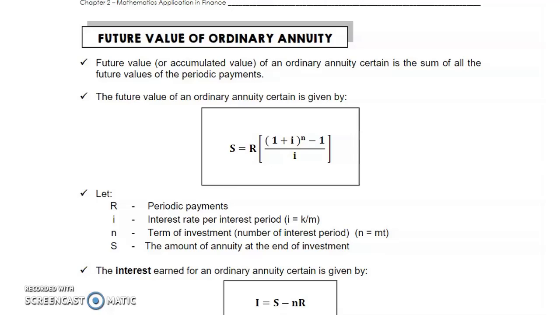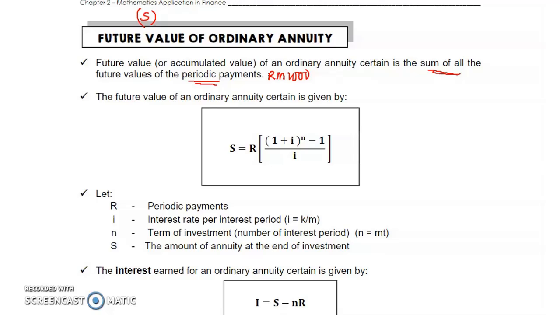Now let's look at the future value of ordinary annuities. So for future value here, we want to find value S. The future value or accumulated value of an ordinary annuity certain is the sum of all the future values of the periodic payments. Periodic payments means that, for example, as I explained before, every month we pay 1,000 ringgit. That is a periodic payment.